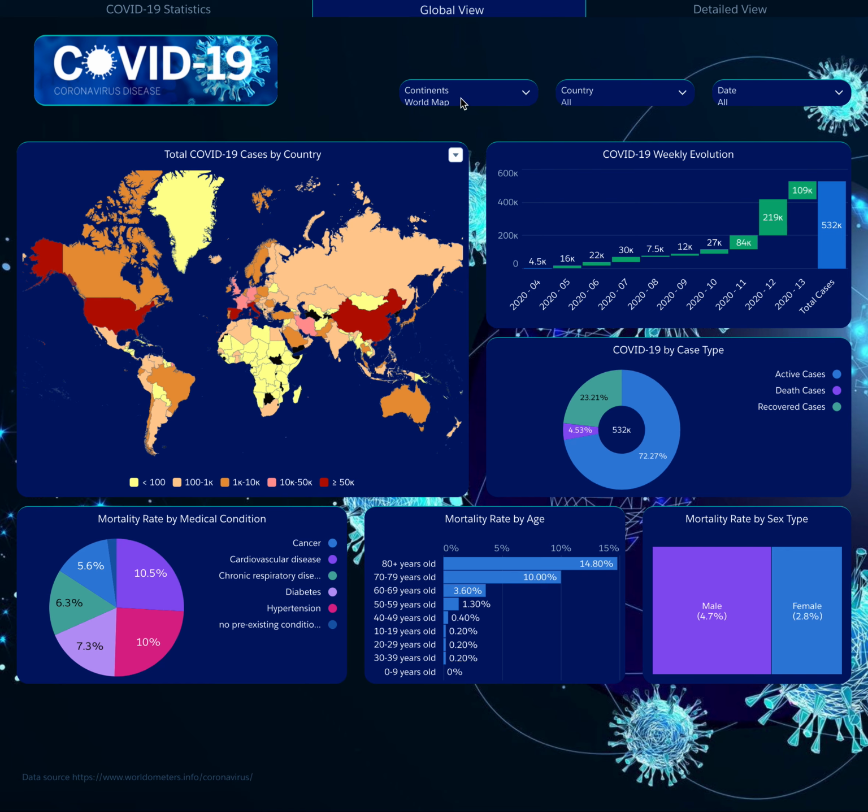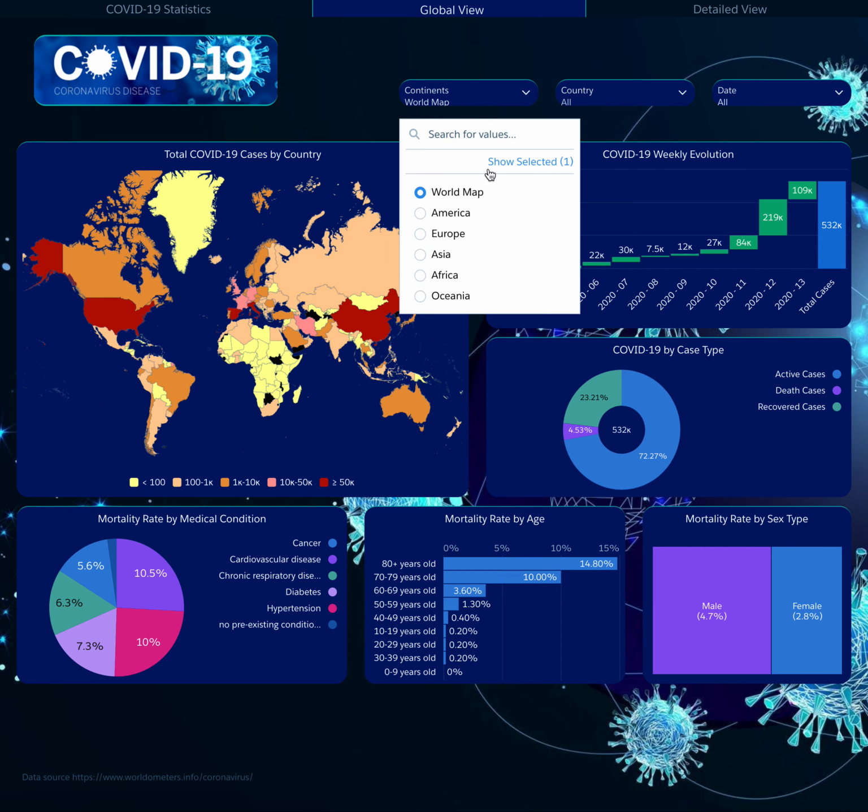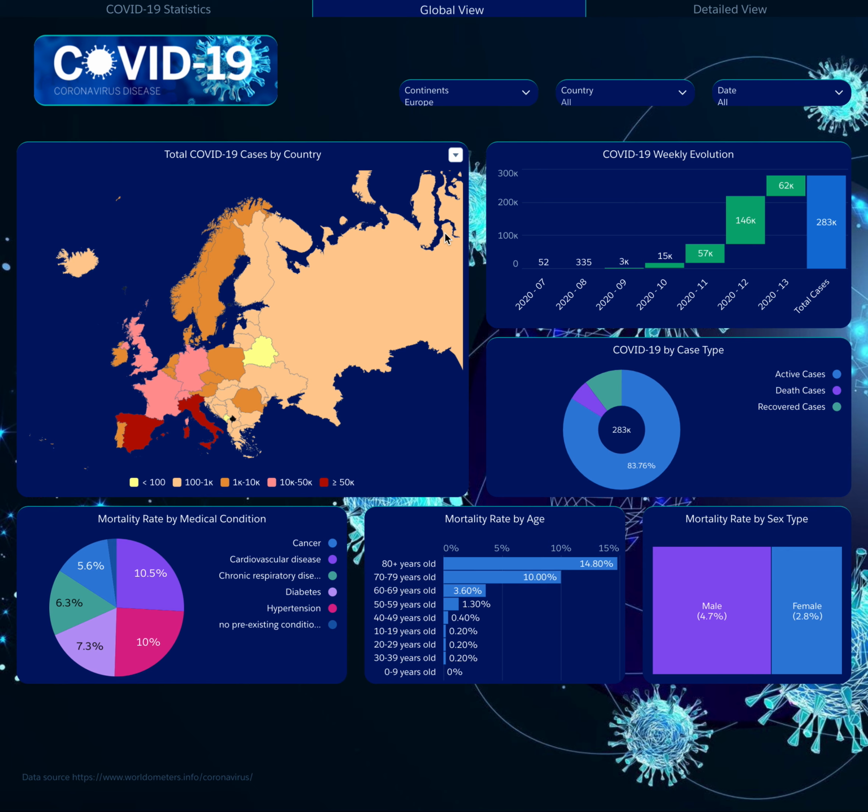If we would like to focus on a specific continent, let's take the example Europe. We can select the continent and the area zooms in. This will help us identify that Eastern Europe is not as affected as Western Europe, which has two of the highest countries affected.